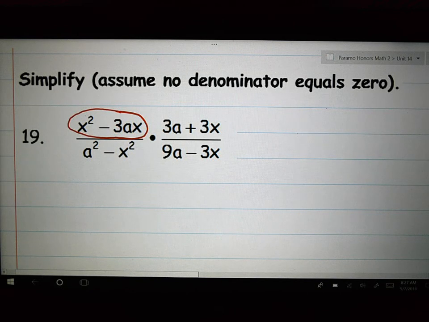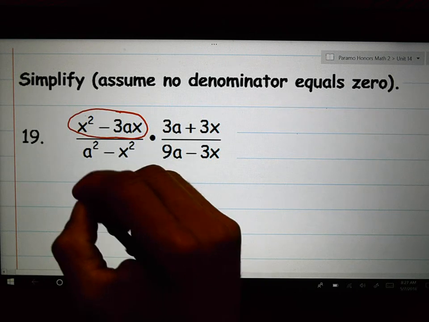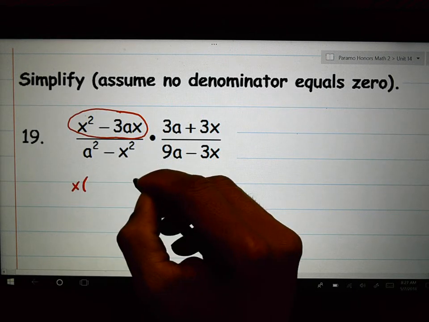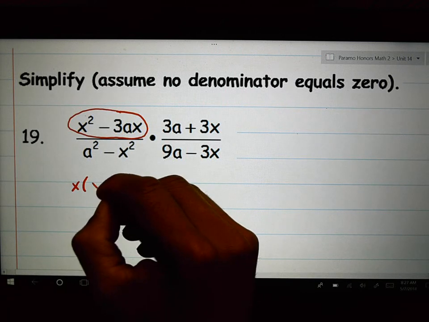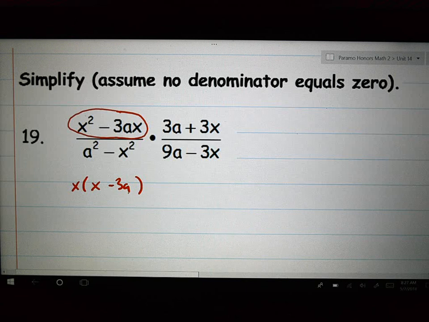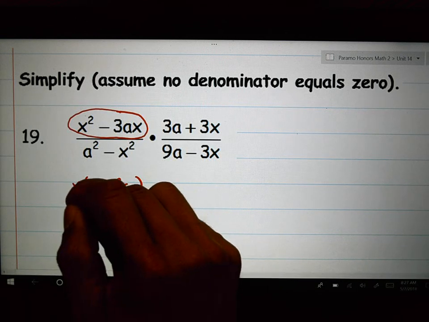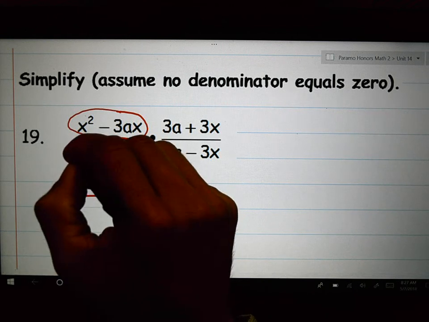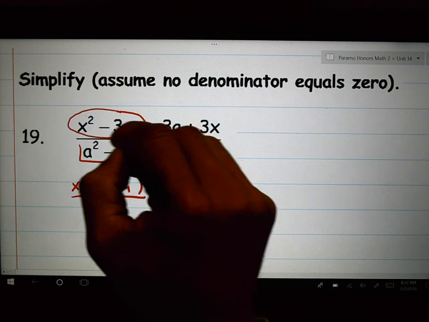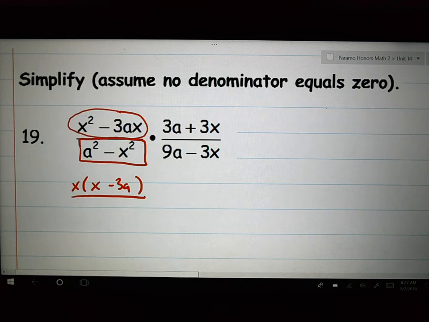Is there a GCF? What is the GCF? If you factored out a GCF of an x, what's left inside the parentheses? And so that's what the top left is. What about the bottom left, the denominator? What would the bottom, I'll put this one in a box, this red rectangle, what does that factor to?